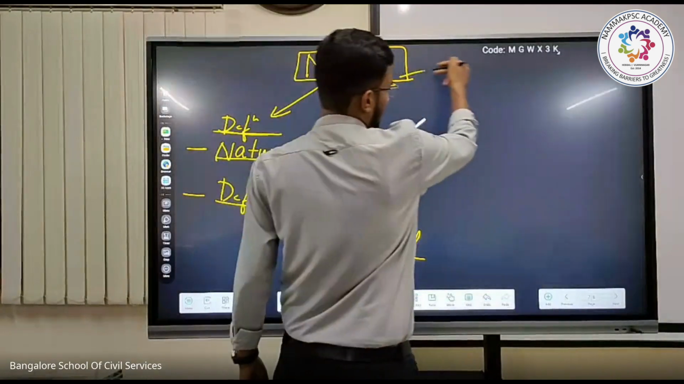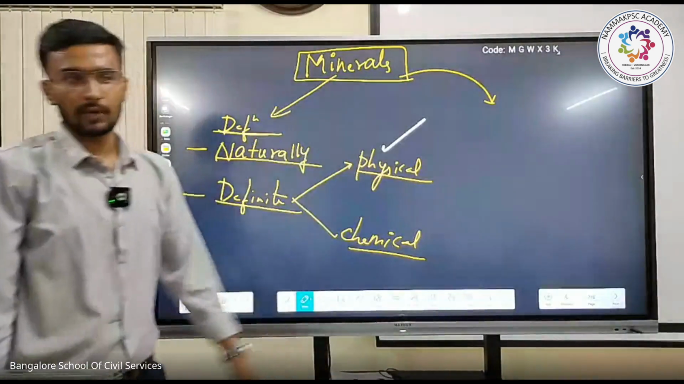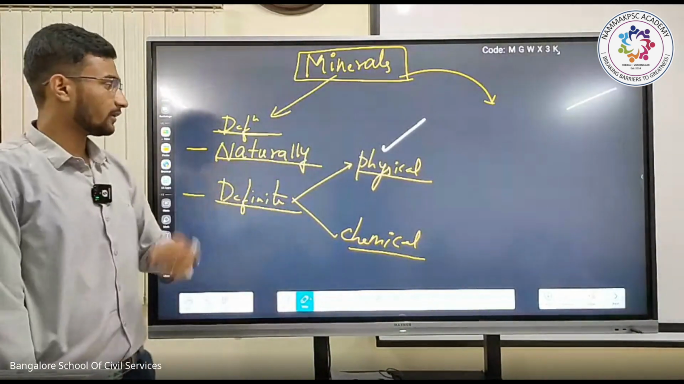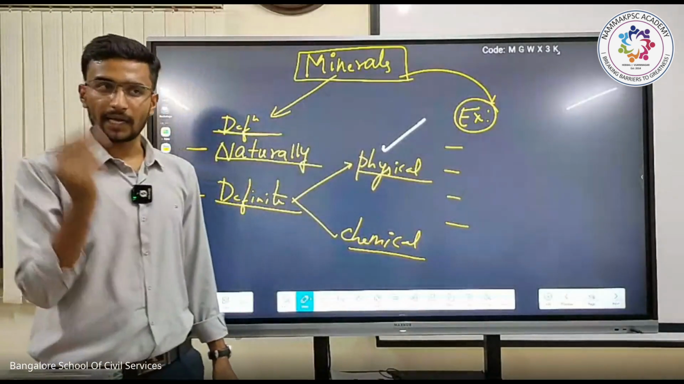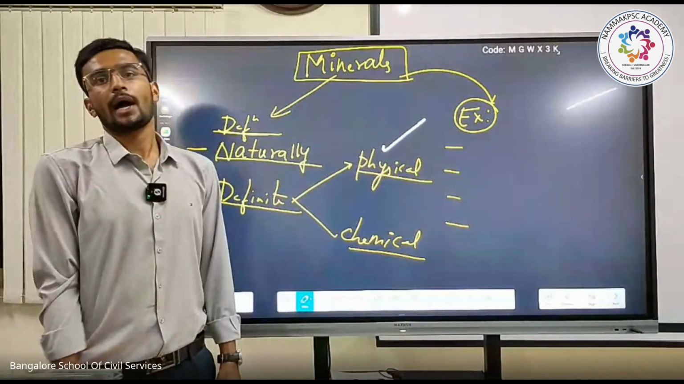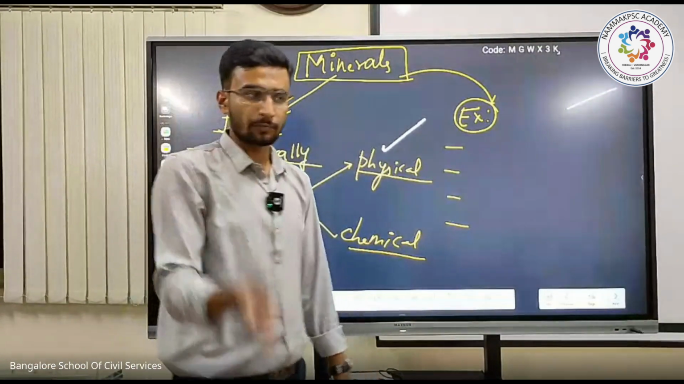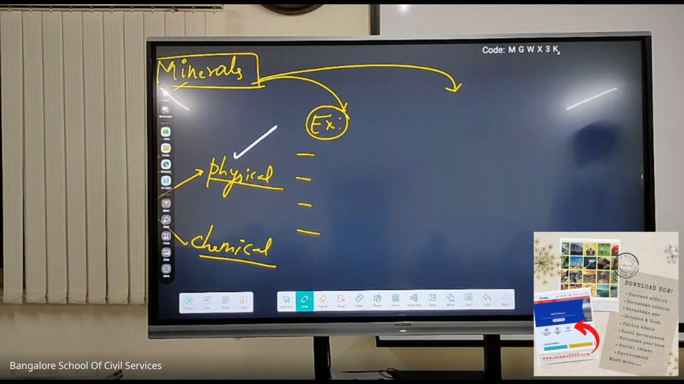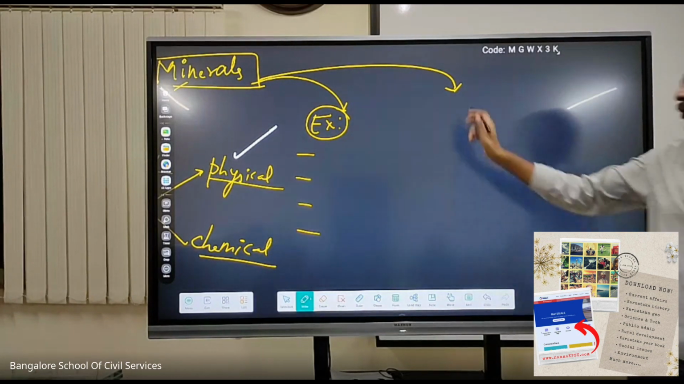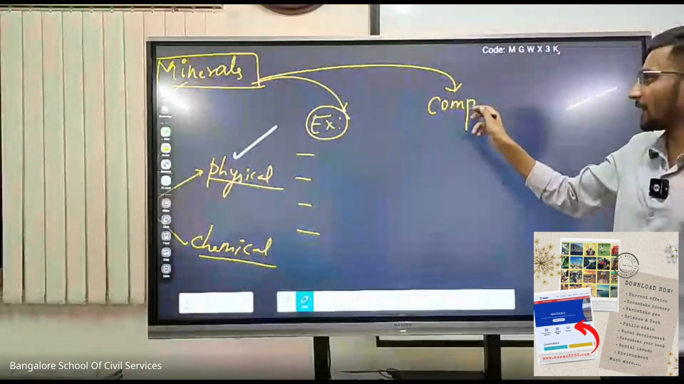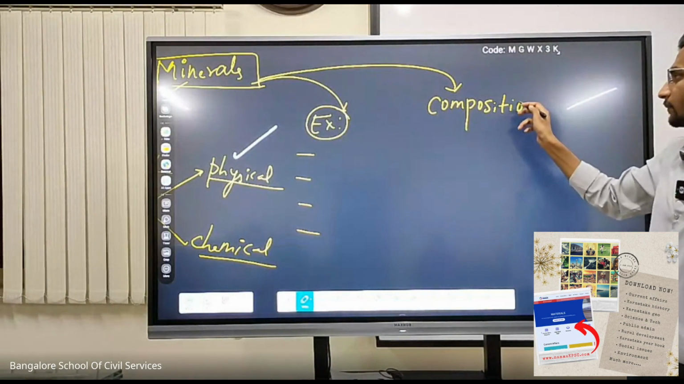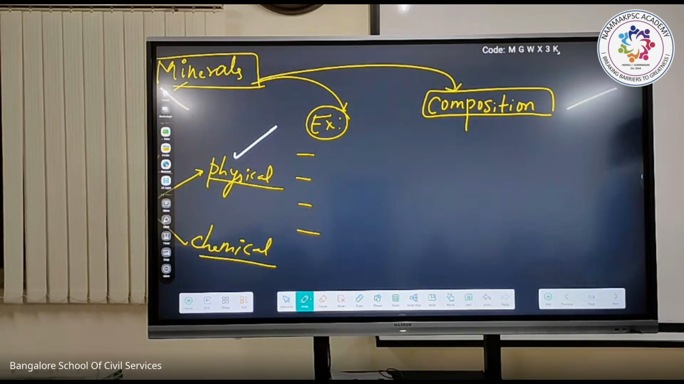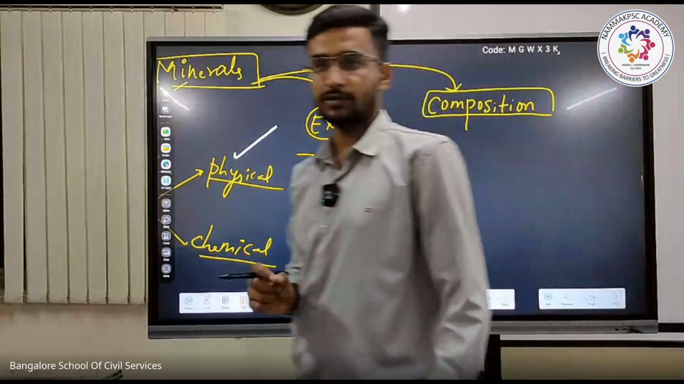Now the second major point is about the types of minerals. A few examples: it includes iron, copper, aluminium, magnesium, petrol, coal. Minerals are classified into two types based on composition.